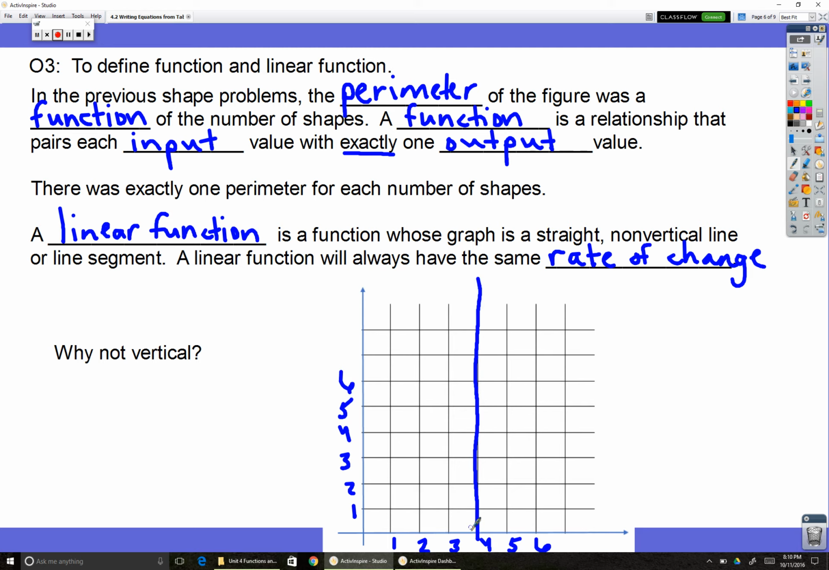right here. Now for this vertical line, when x is 4, which is the only thing x can be because there aren't any other points, when x is 4, y could be 1, or it could be 2, or it could be 3. It could be anything. It could be absolutely anything. So each input does not have exactly one output. When we input a 4, we get numerous different outputs. So that's why a vertical line is not considered to be a linear function.